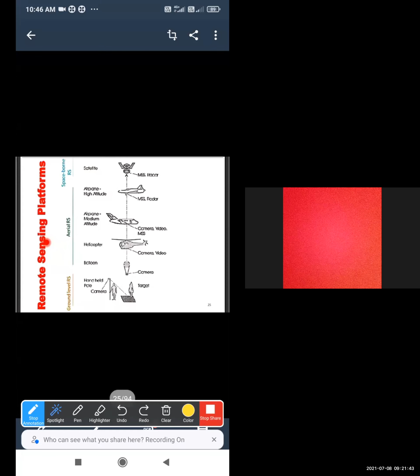Okay, so on an airplane at high altitude, radar, MSS radar, is also used. The final and highest remote sensing platform is the spaceborne. So the sensor is placed in space, either in the form of a geo satellite or an orbital satellite.